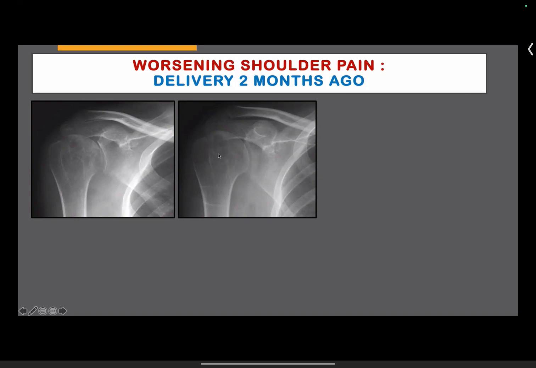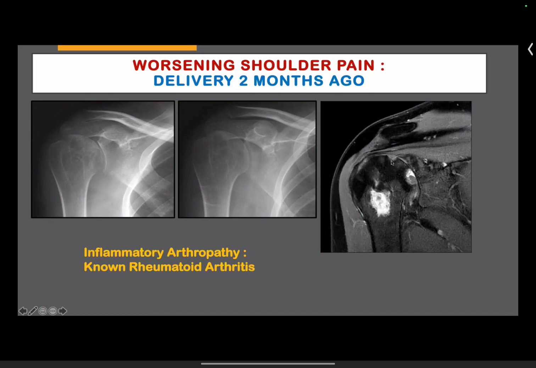So this patient was known rheumatoid arthritis, which came to my ultrasound list at my previous hospital many years back. And then she was off treatment because she was pregnant. And then after pregnancy, she came with worsening pain. Then on MR, you can see the typical cogwheel appearance, and then you got the pannus there. So think about inflammatory arthropathy as well.